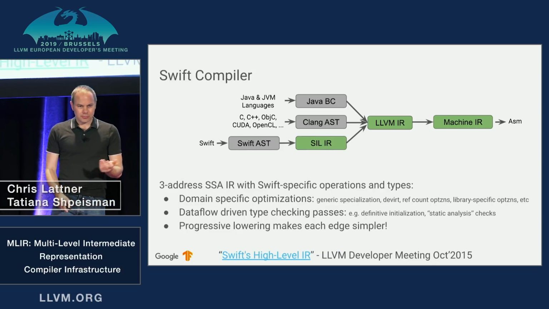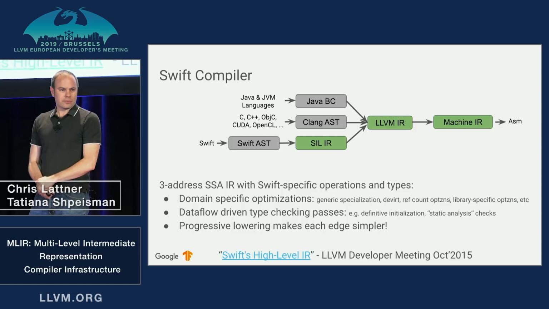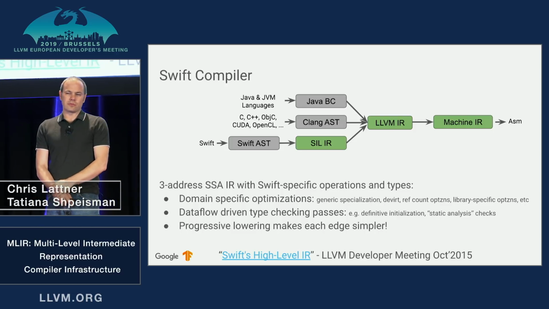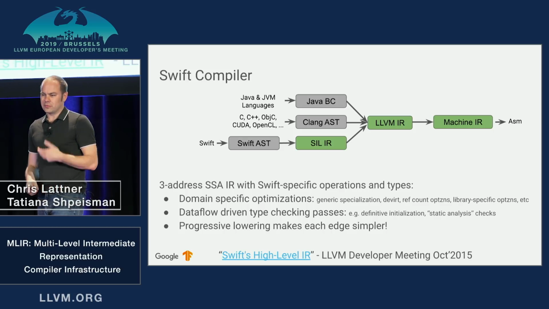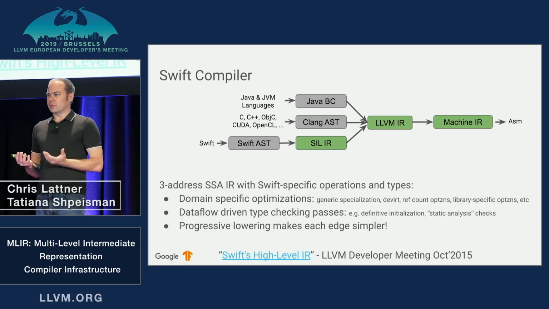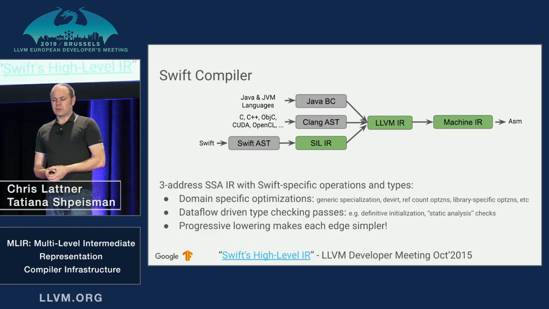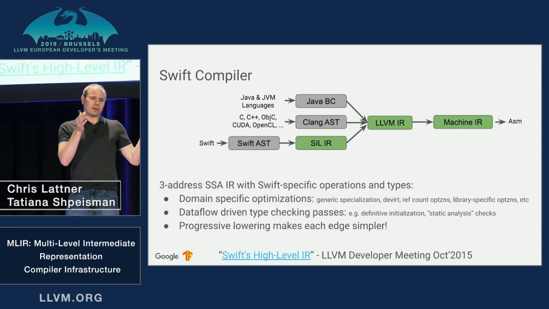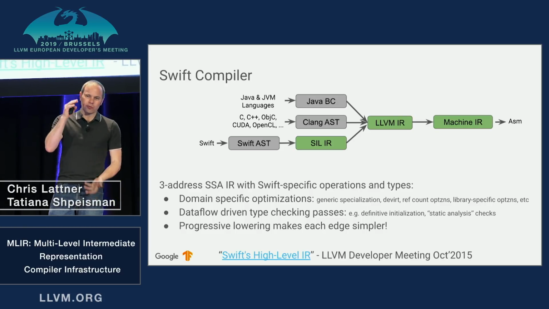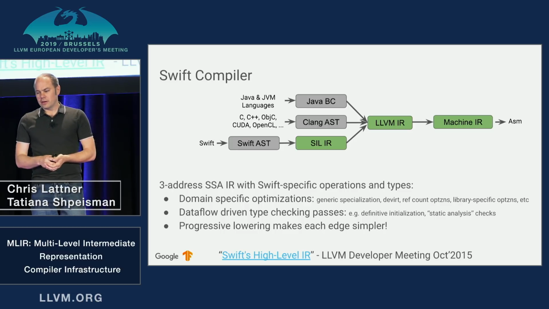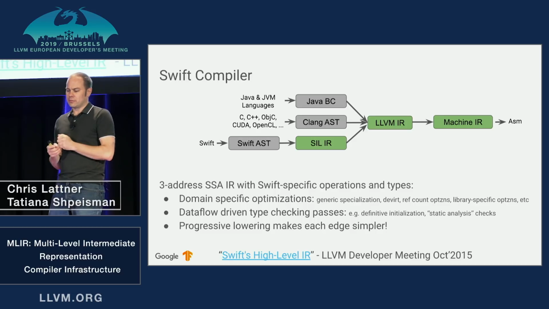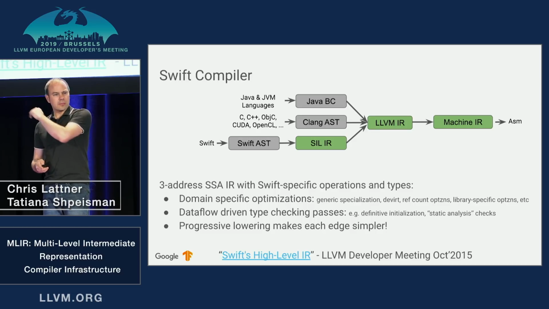Other compilers, for example, the Swift compiler, don't work so well if you go with that approach. Swift is a much higher level language and needs things like generic specialization, closure optimizations, reference counting optimizations, things like that. And LLVM IR is just too low level to really adequately support that. And so in the case of Swift, it has this high level IR called SIL. And what is SIL? It's a 3-address SSA code control flow graph representation, but it has a Swift-specific type system and Swift-specific operations. And so otherwise, it's kind of the same thing.